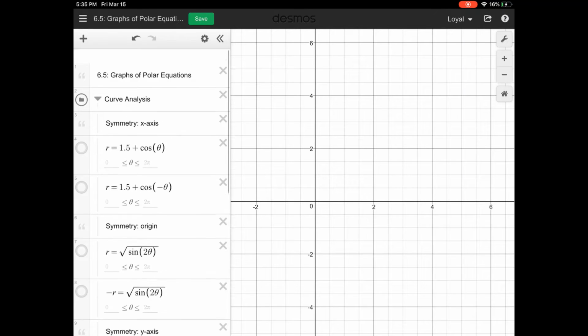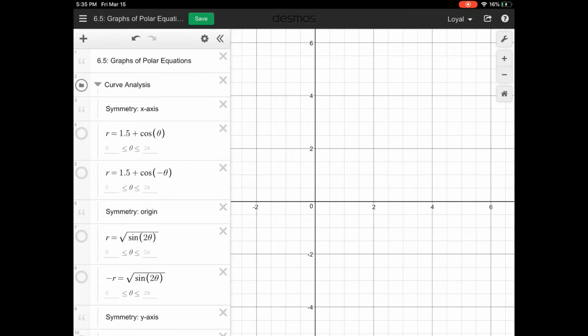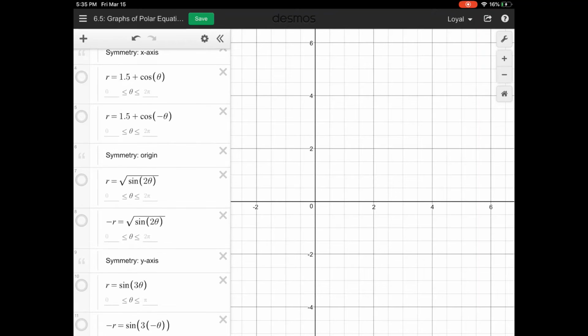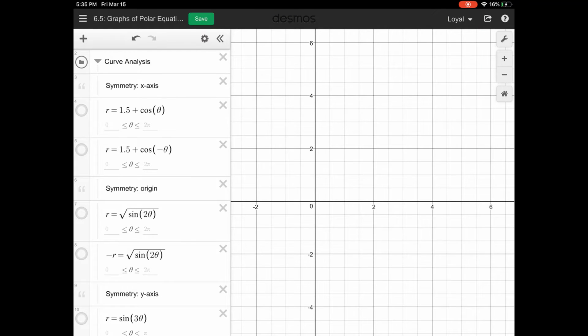In curve analysis, we have two main ideas. One is symmetry, and the other one is maximum r, finding the maximum of an r value, the maximum radius we can have in an equation. So the first one is symmetry. Let's go ahead and look at that. So we want to look specifically at the symmetry of a graph across the x-axis.